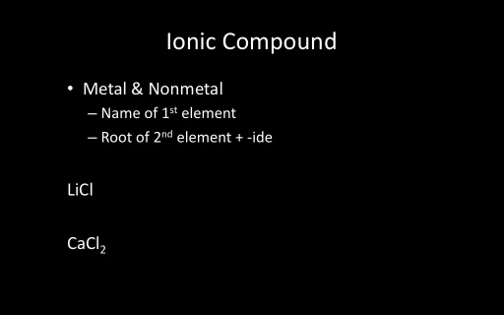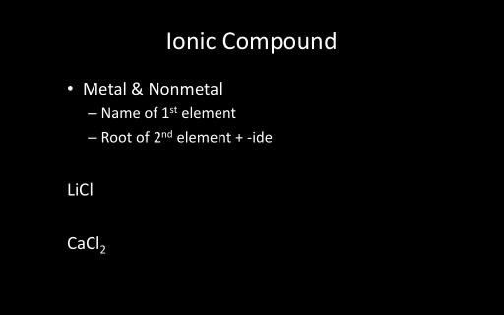In the last writing formulas review, we talked about the difference between ionic, covalent, and acid. When you are writing the names of compounds, you have to figure out what it is first, because all these different types of compounds have different naming conventions. We're going to start with ionic compounds, which is a metal and a nonmetal.